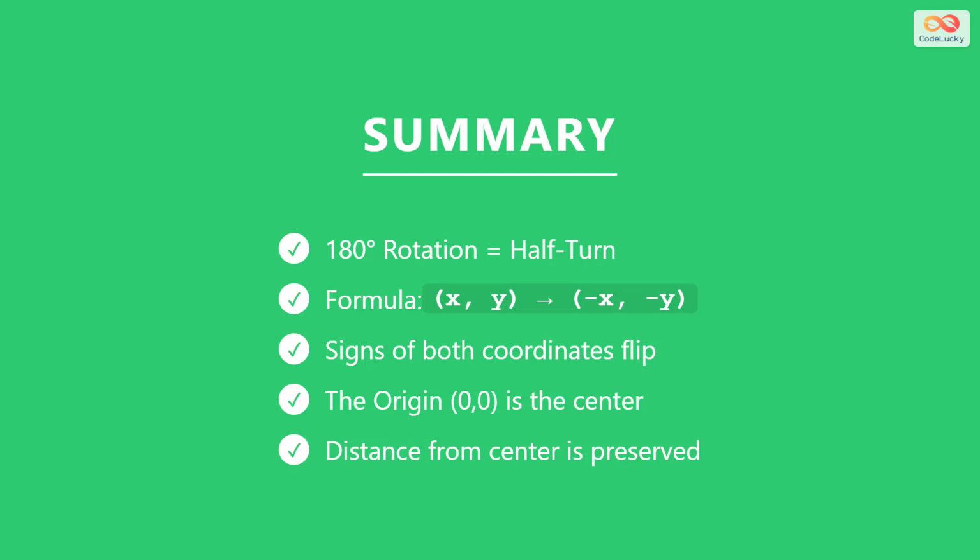To wrap up, a 180-degree rotation is a half-turn. The formula is simply (negative x, negative y). It preserves distance, and the origin is always the center of rotation.